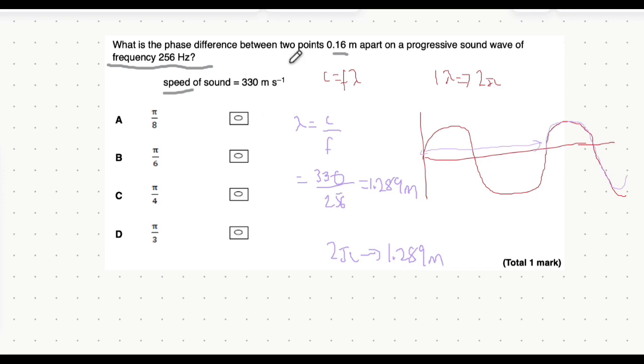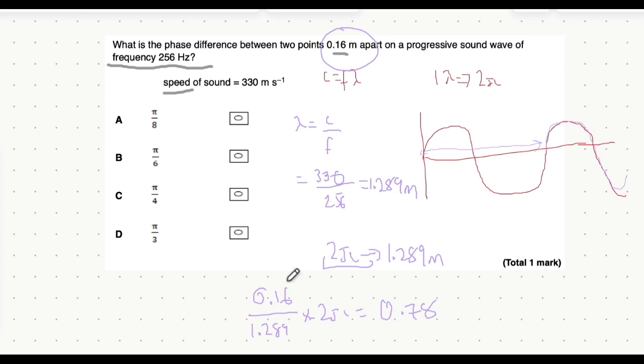What we want is the phase difference between 2 points, 0.16 meters apart. What we do for that is we take 0.16, we divide it by the distance that's given, 1.289, and you multiply it by the conversion between radians and the distance. So that's 2 pi. I'm just going to very quickly do this: 0.16 over 1.289 multiplied by 2 pi. That is approximately 0.78 in general.